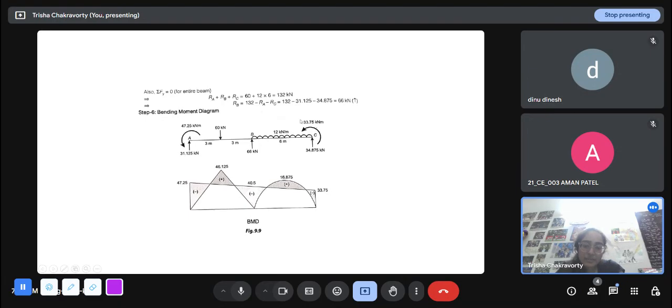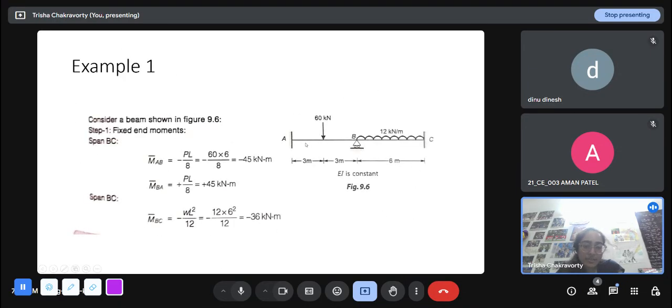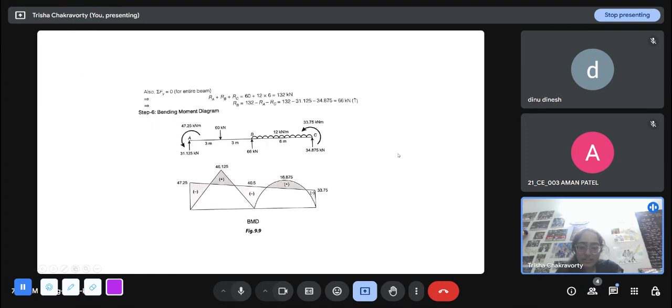So basically, these applied moments that we have got, the fixed end moments, are the support moments at A and C. Since these are fixed supports, there is MA and MC that I have got. So this is my overall beam. All my support reactions are here. So for the fixed end, there is a horizontal, sorry, there is a vertical reaction.